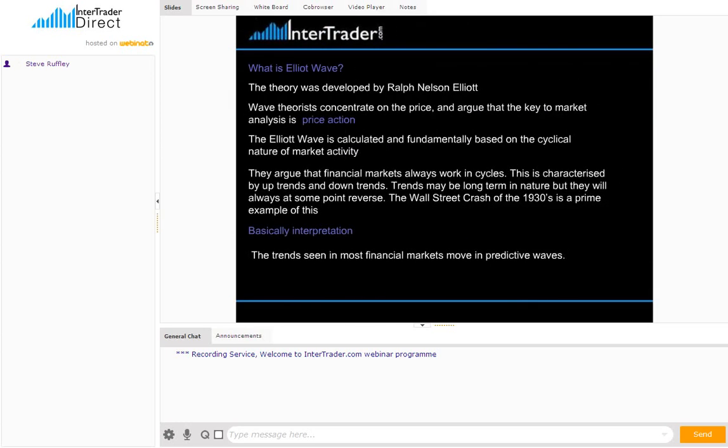So, what is the Elliott Wave? Well, the Elliott Wave, first and foremost, is a theory. It's a theory about price movement. It was developed by Ralph Nelson Elliott, and it's a very popular tool that traders use alongside things like Fibonacci to understand how price movement, price action works over a period of time.